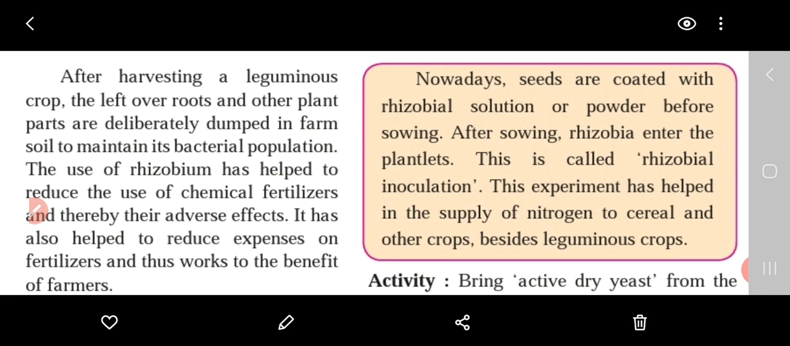So today we have discussed two types of useful microorganisms, lactobacilli and rhizobium. In the next lecture we'll discuss some other topic of this chapter, an important microorganism as well.